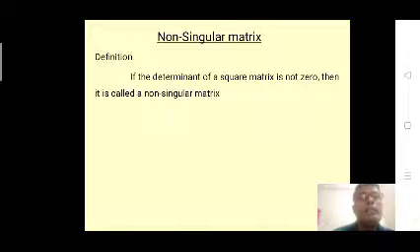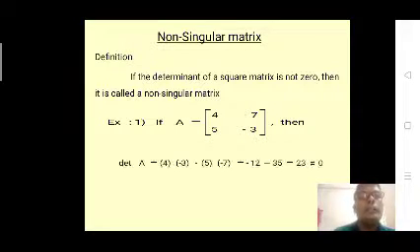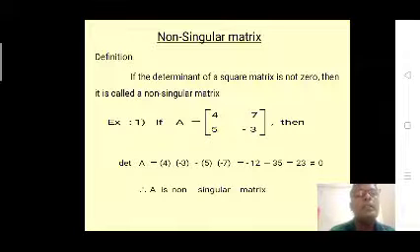If the determinant of a square matrix is not 0, then it is called a non-singular matrix. We see the example, A equals [4, -7; 5, -3]. Then the determinant of A is equal to 4 into -3 minus 5 into -7, which is -12 plus 35, equal to 23. Here 23 is not equal to 0. So A is a non-singular matrix.